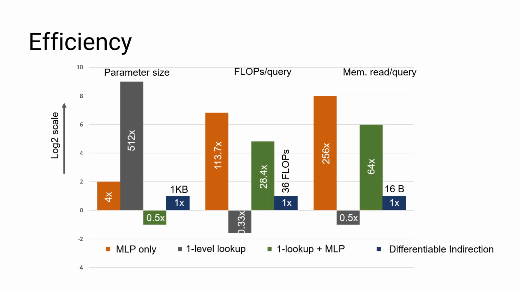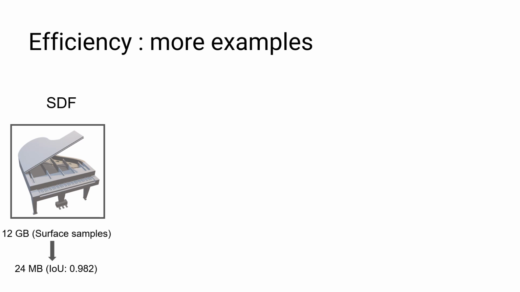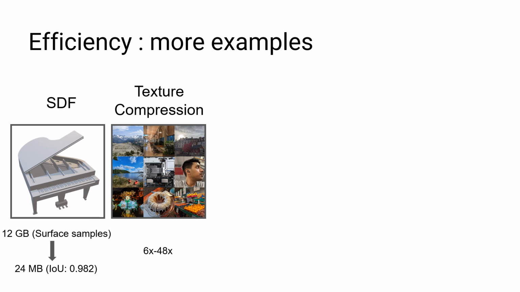And finally, a combination of an MLP and lookup strikes a better balance across the three criteria, but overall our technique still performs better. Next, we illustrate the efficiency of our technique using a few more examples. For SDFs, we represent 12 GB worth of surface sample points in just 24 megabytes. Then for texture compression, our scheme can compress several times the raw size of an RGB texture.